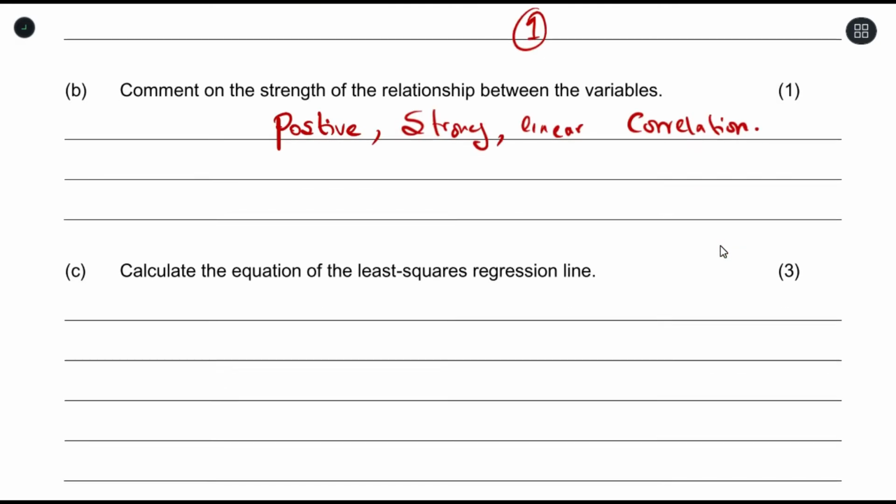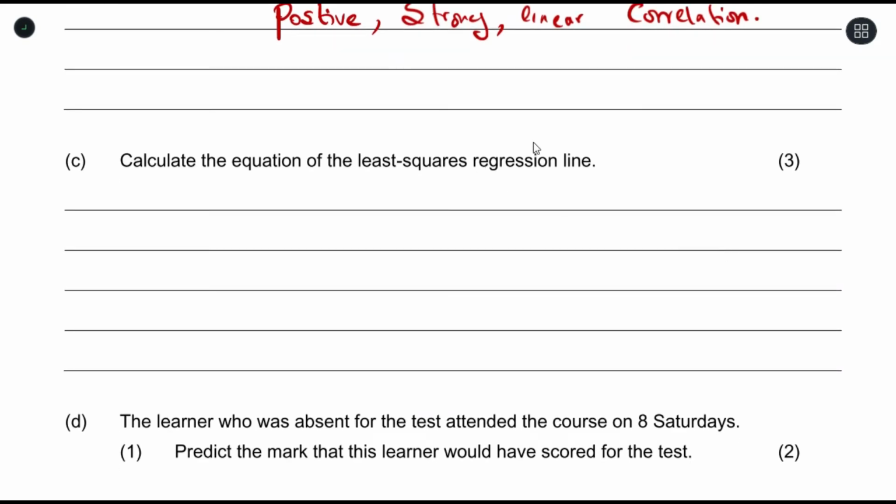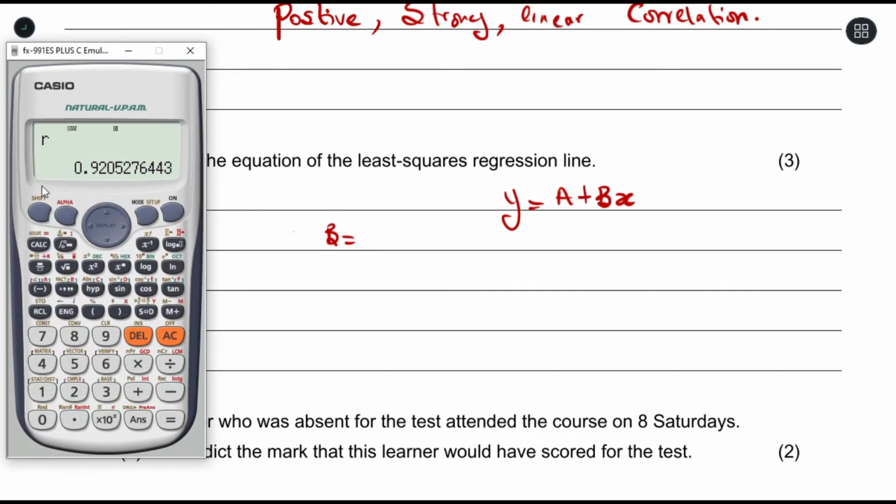Okay, then C asks us to calculate the equation of the least square regression line. Now to find this, the equation of our least square regression line looks like this: Y equals A plus BX. So we need to get what A is, and we also need to get what B is. We are also going to use our calculator. So let's go back to our calculator. Okay, so we press the AC button again, we go to shift, we go to 1, we go to 5, and that's your A, that's your B.